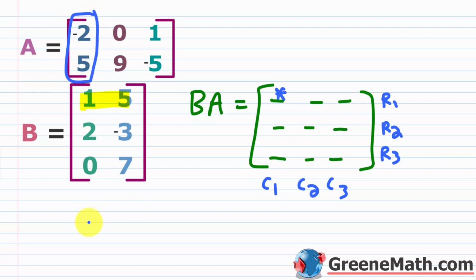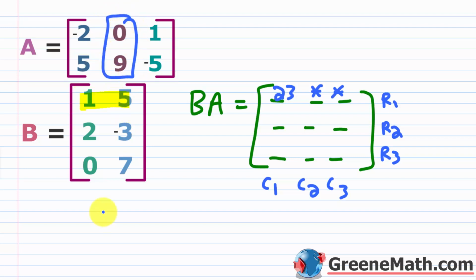So 1 times negative 2 is negative 2, plus you'd have 5 times 5, which is 25. If I sum those two amounts together, I'm going to get 23. So that's my first entry. So this is going to be 23, okay? And I'm just going to work through this first row. So I'm going to get this one and this one. And so I'm staying with this first row with B, okay? So that's why it's going to be highlighted. So I'm just going to go through this one first.